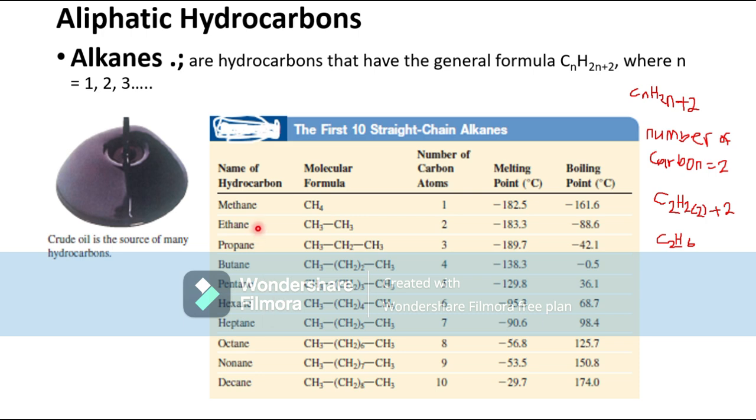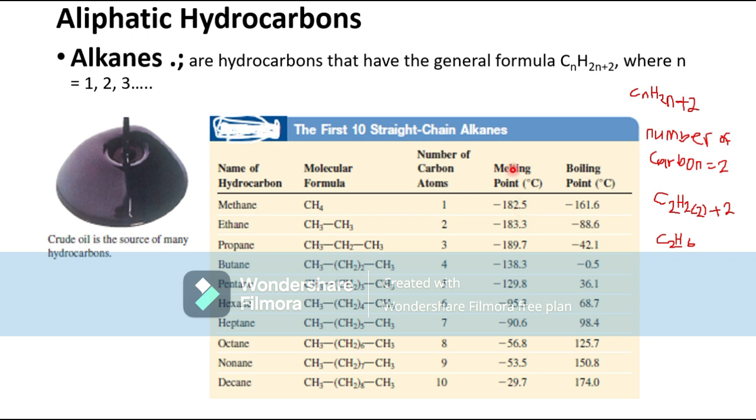So we have propane, butane, which has 4 carbon. We have pentane that contains 5. We have hexane that contains 6 carbon. We have heptane that contains 7 carbon atoms. We have octane that contains 8 carbon atoms. We have nonane that contains 9 carbon atoms. We have decane that contains 10 carbon atoms.